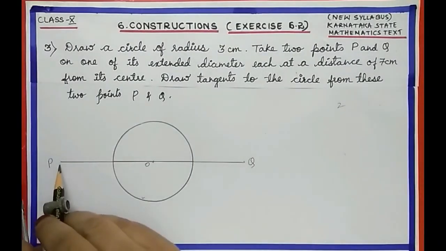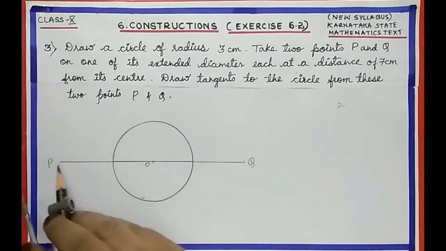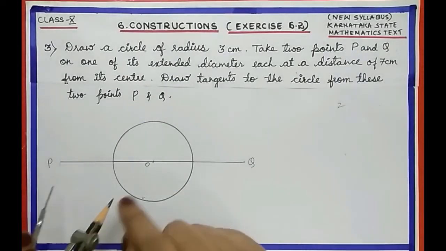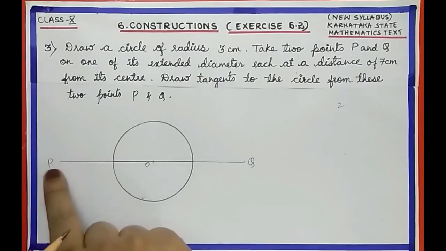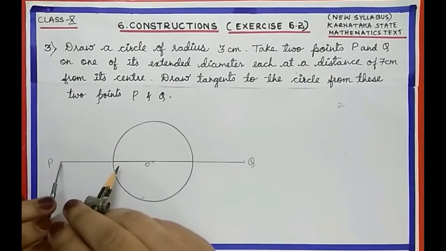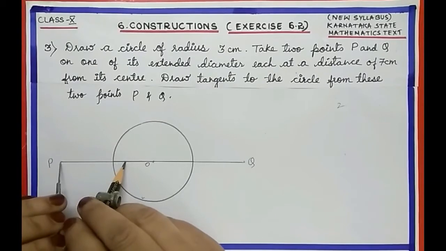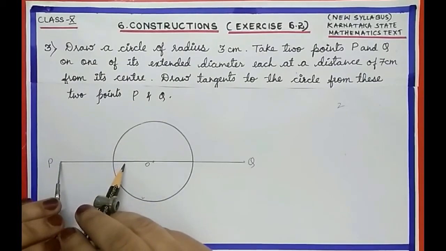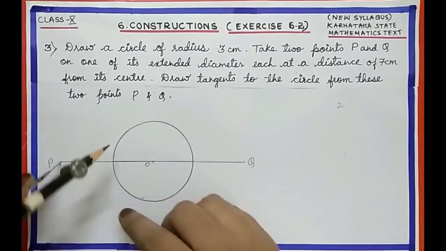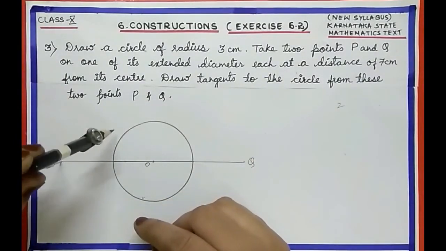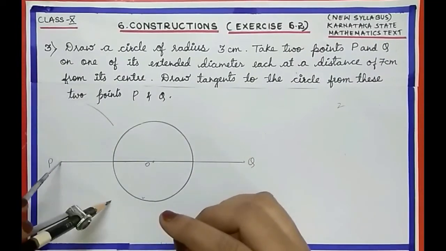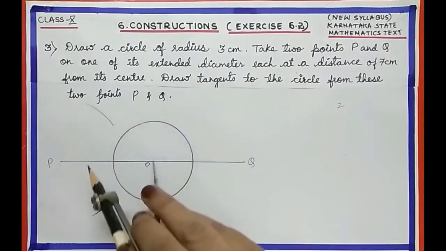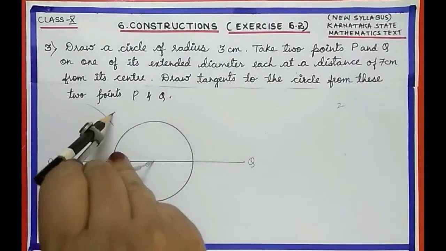So let us start from P. From P we need to construct the tangents to the given circle. So at the first what we have to do? We have to bisect the line PO. Take radius more than half of the line PO. Then with P as center, draw the arcs above the line and below the line. And with same radius with O as center, cut these arcs.